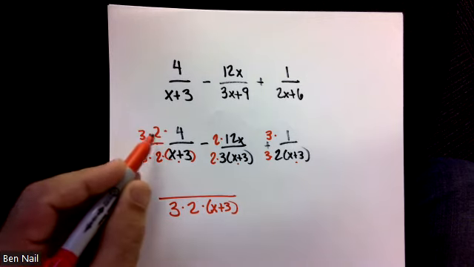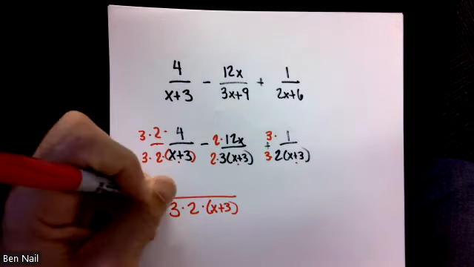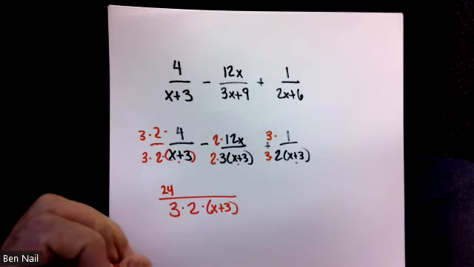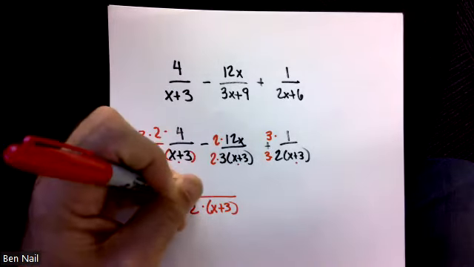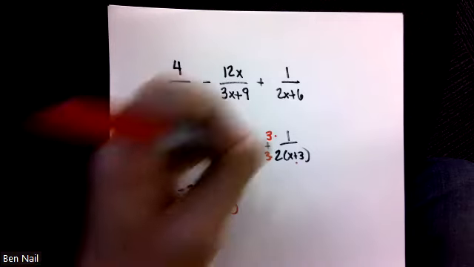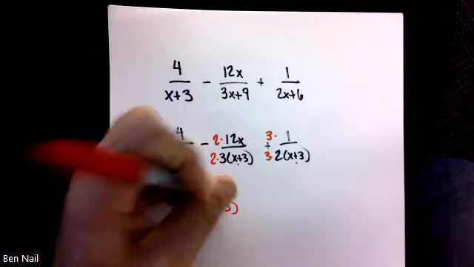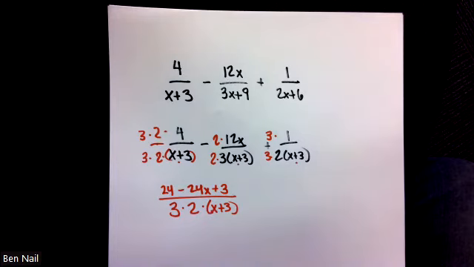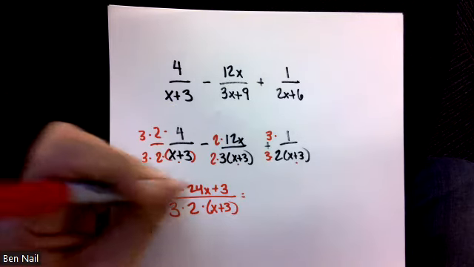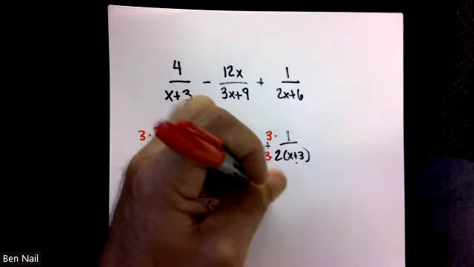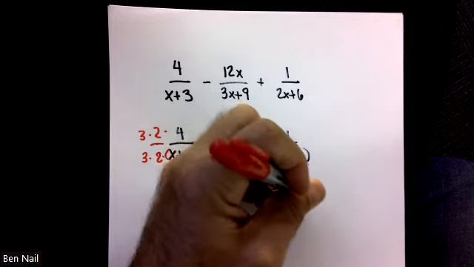Okay, 3 times 2 is 6 times 4, so that's 24. 2 times 12x is 24x, and that's minus. 3 times 1 is 3. Combine any like terms. We can combine this positive 24 and this positive 3, so that's 27 minus 24x.